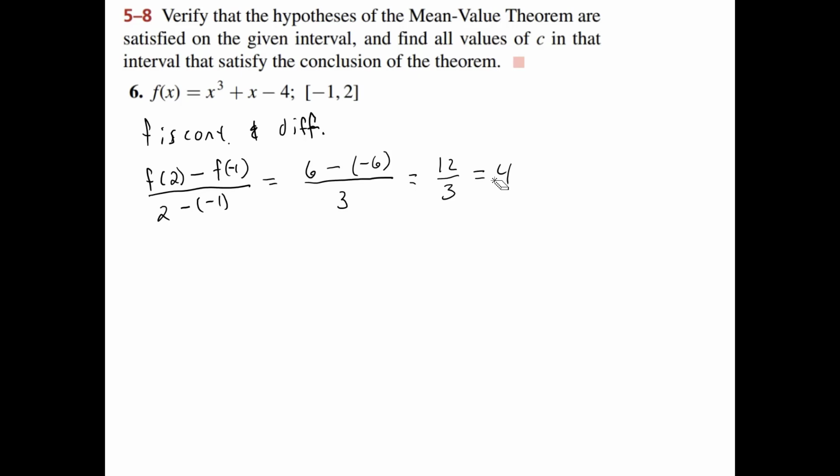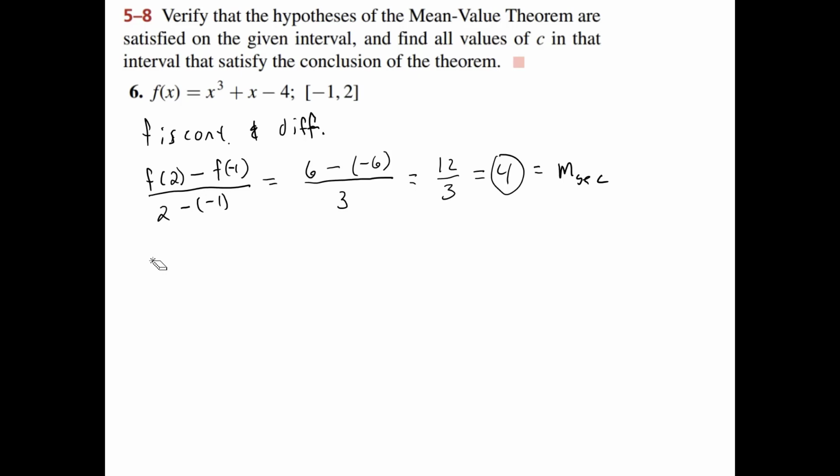So somewhere in between negative 1 and 2, we're guaranteed at least 1 point, maybe more, where your derivative is exactly 4, where the slope of the secant line is equal to, and you might want to label that, the slope of the secant line. Somewhere the slope of the secant line is equal to the slope of the tangent line.